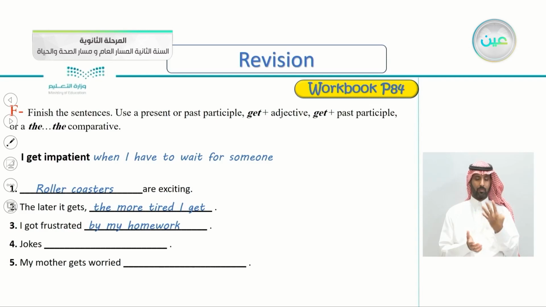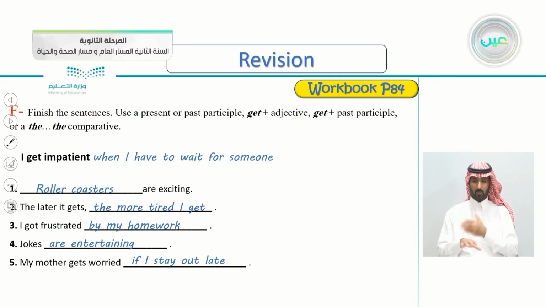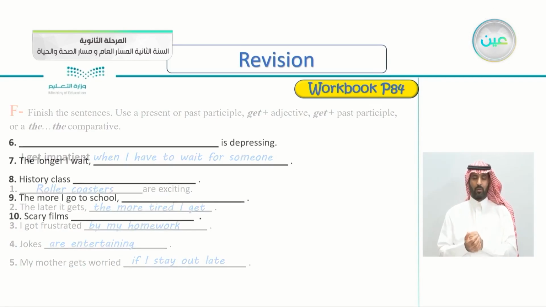Number 4, jokes. So, very good, but I've written are entertaining. Jokes are entertaining. My mother gets worried. Number 5, my mother gets, this is here, gets worried. Very good. So if I stay out late. So you can continue with whatever you want.